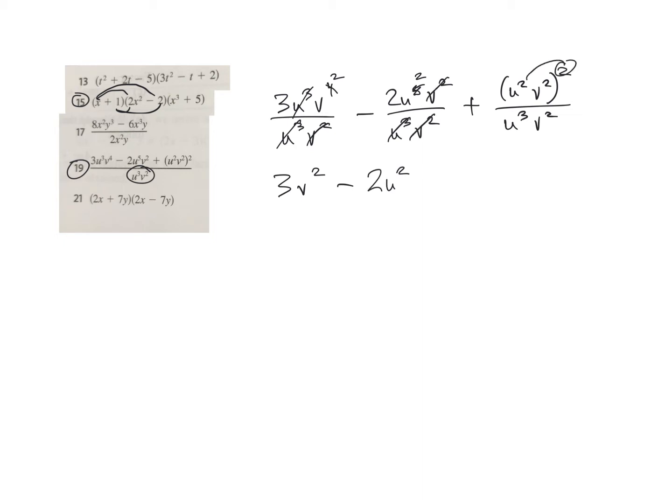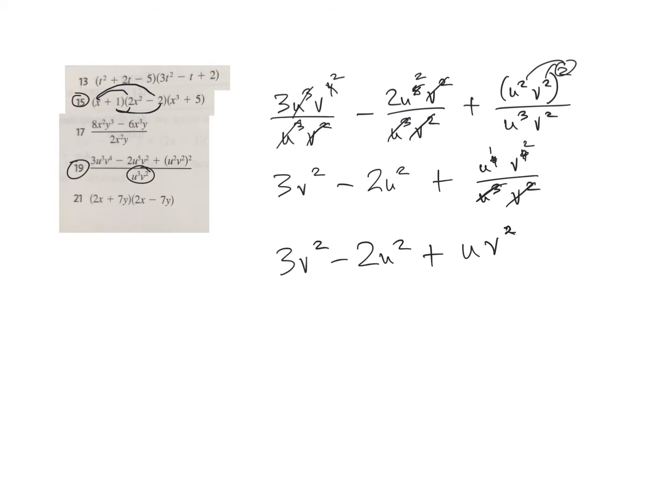Now over here, let's go ahead and do this part, the distribution. That's u to the 4th, v to the 4th, over u cubed, v squared. So again, just keep marking everything down one step at a time. 3 of these u's reduce with 3 of those, leaving 1. And 2 of these v's reduce with 2 of those, leaving 2. And that would be your answer.